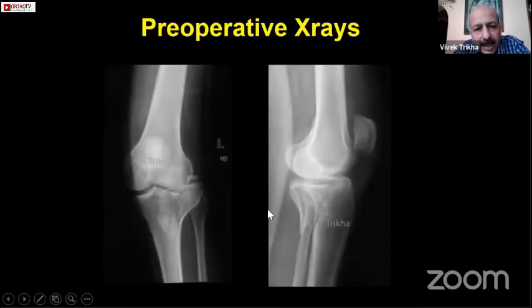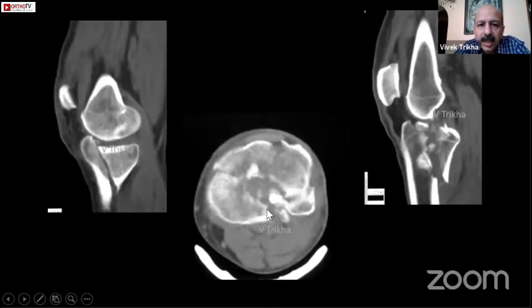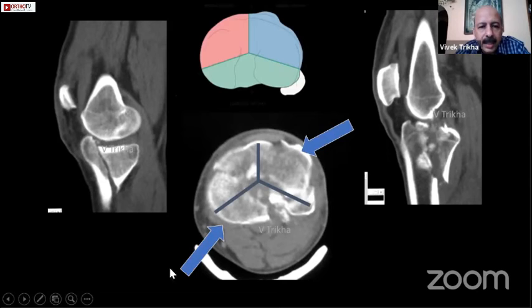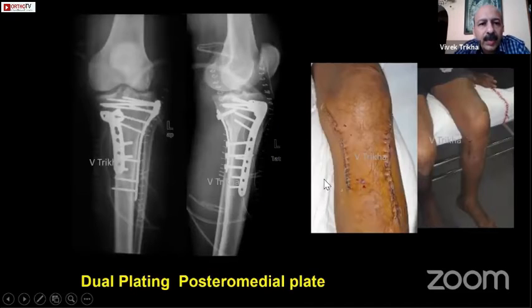Next comes a similar sort of fracture which we see, but here the configuration on the CT is that the fracture has shifted posteromedially with the apex going posterior. So a similar fracture like this needs fixation with a plate from the posteromedial side and an anterolateral side. And that's how we decide.